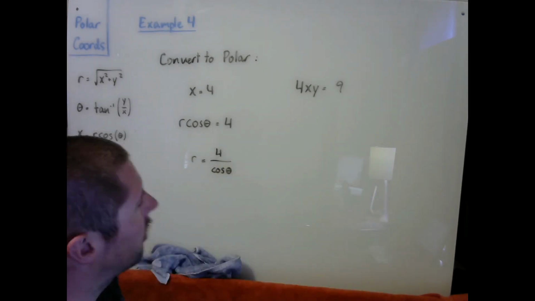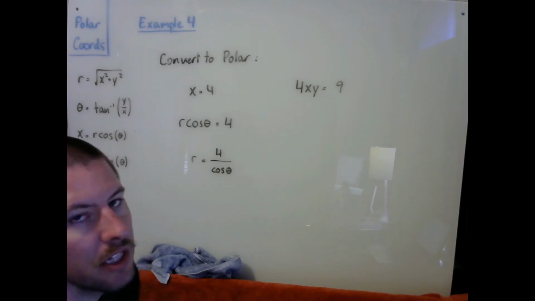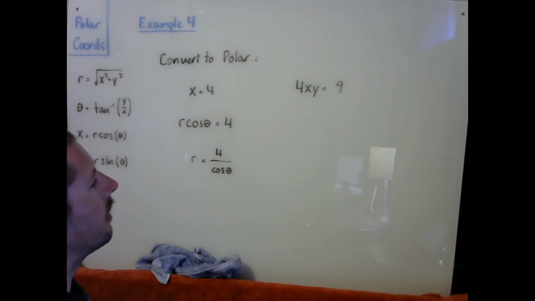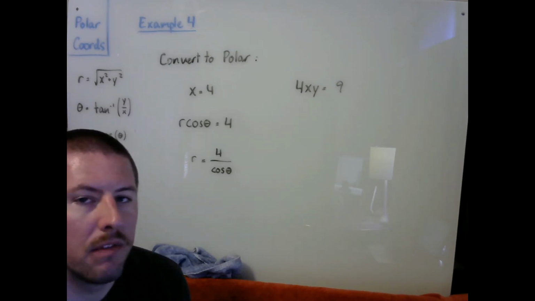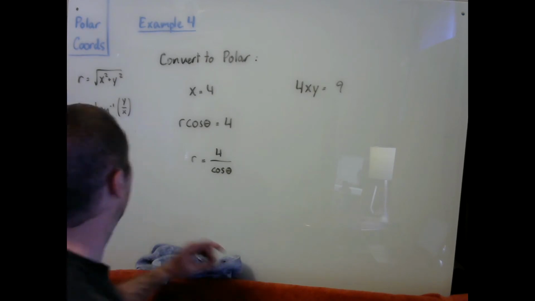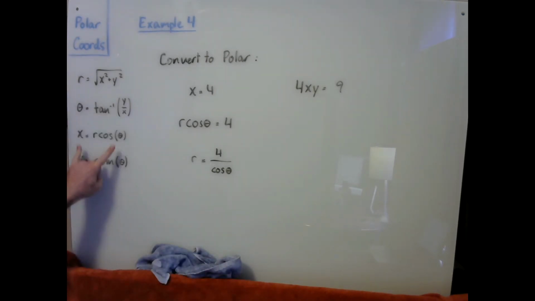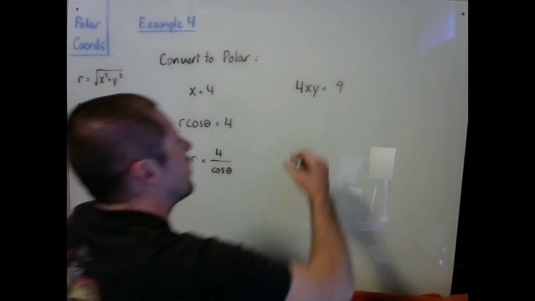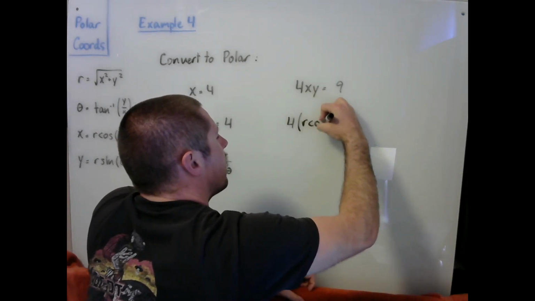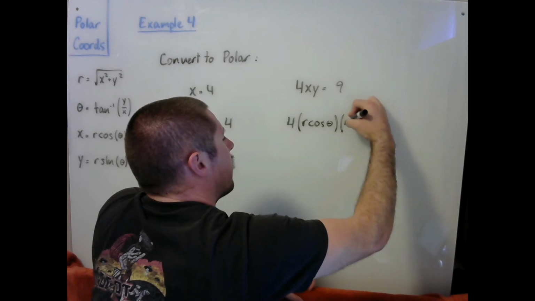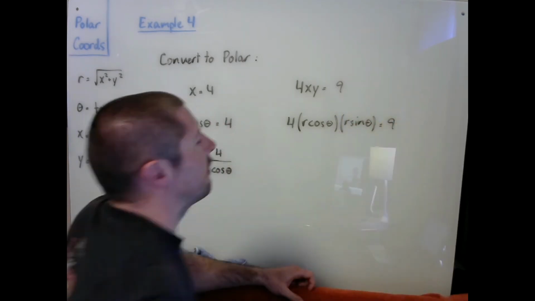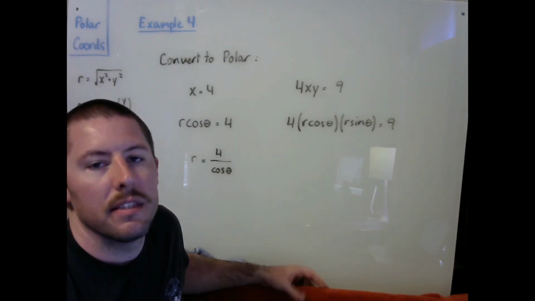Our second one over here is going to be pretty similar. I'm just going to do some extra simplifying steps along the way. So in 4xy equals 9, we want to convert into polar. That means I don't want x's and y's, I do want r's and thetas. Again, I do know my two equations here for x and y, so I'm just going to go ahead and sub those in. So I'm looking at 4 times r cos theta times r sine theta equals 9. And what I'd like to do is just write this as simply as possible.